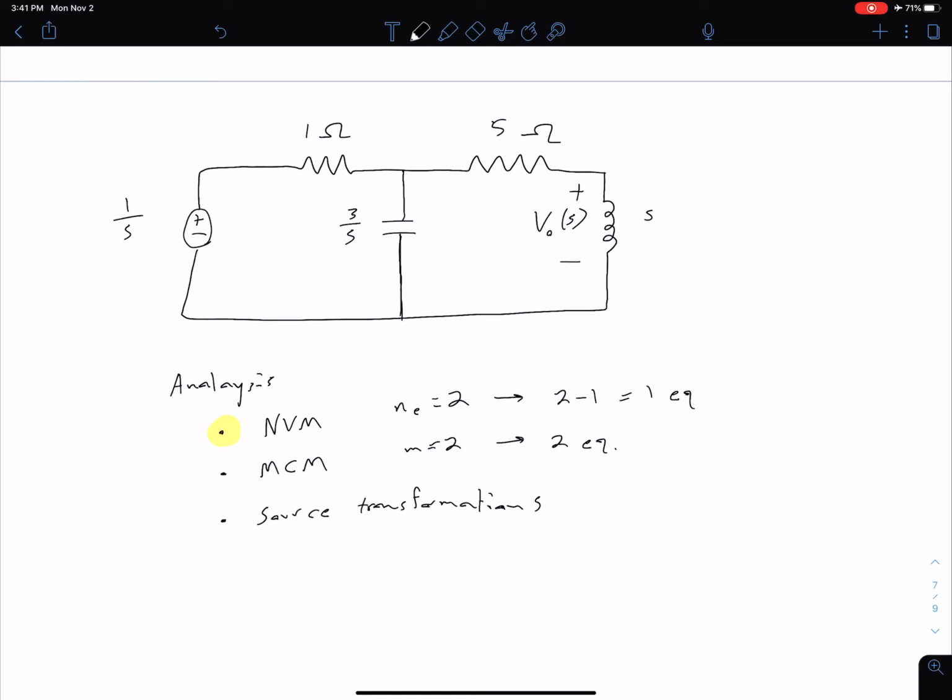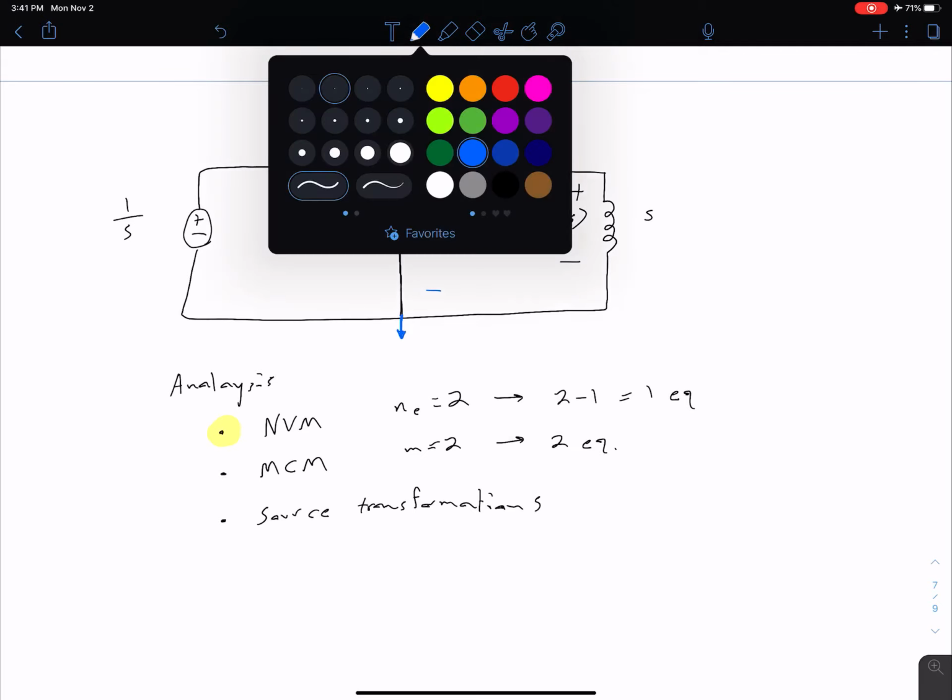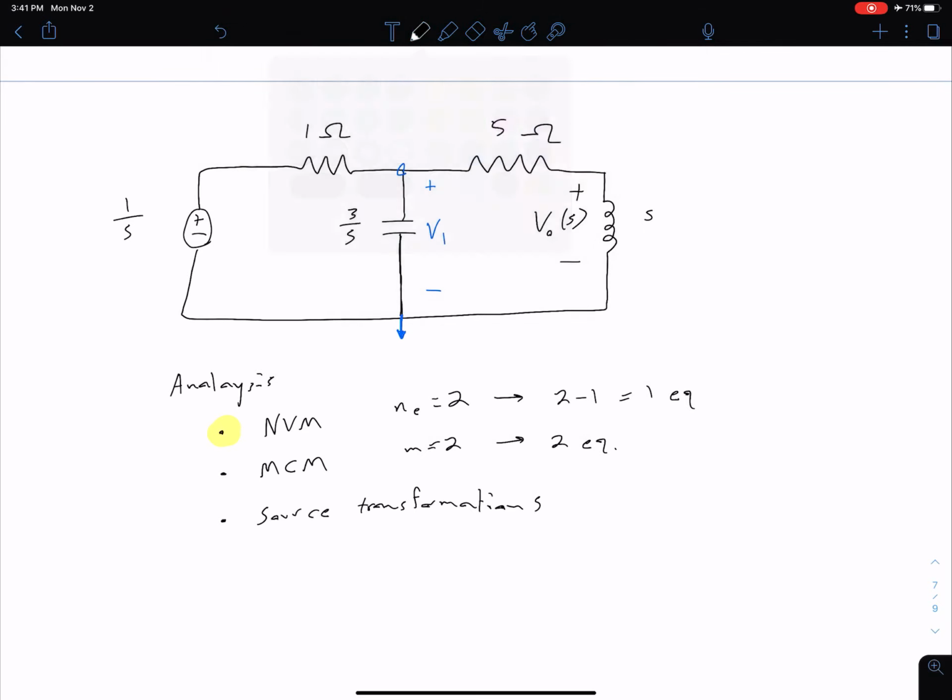So let's take a look at our node voltage method. The first step is to define our reference node. Let's make the bottom our reference node, and then this is going to be our node 1. So we have voltage V1 across here. Implicitly, that's V1 of S, or I could explicitly write that it's a function of S as well. Typically, I'm not going to keep track of that, just because we don't want to get confused with having an extra S floating around.